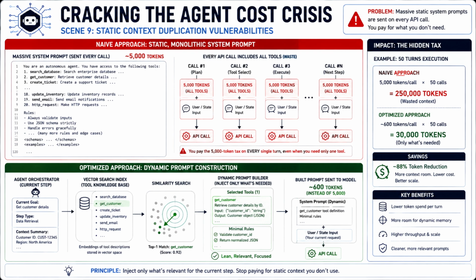To eliminate this waste, you should transition to a dynamic prompt construction pattern. The orchestrator uses a lightweight rules engine or a local vector index to store tool definitions. At runtime, the system analyzes the agent's current state and injects only the specific tool descriptions and guidelines needed for that step. This targeted injection pattern keeps your base prompt overhead minimal, freeing up valuable context space and ensuring your system operates efficiently at scale.